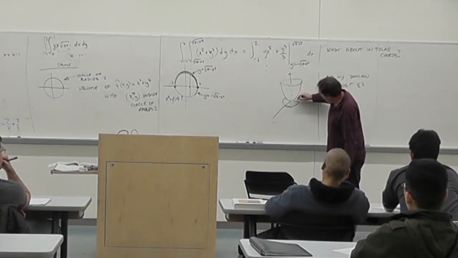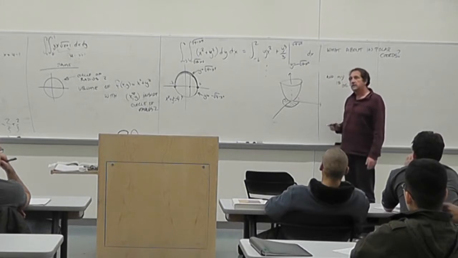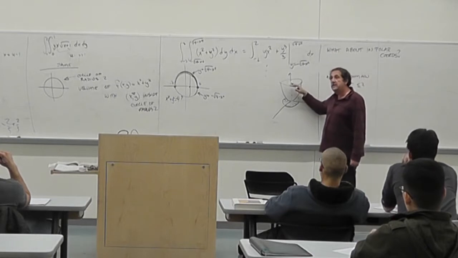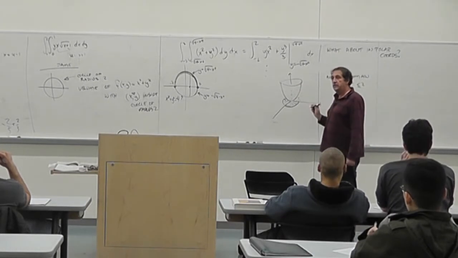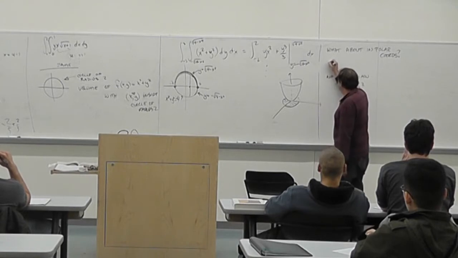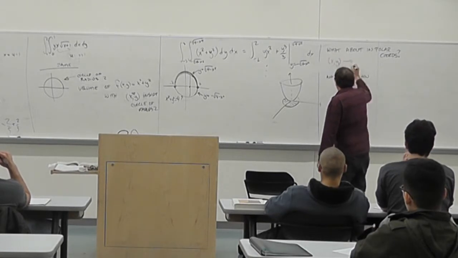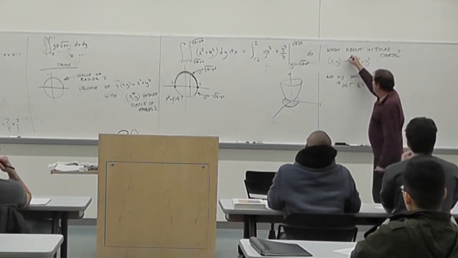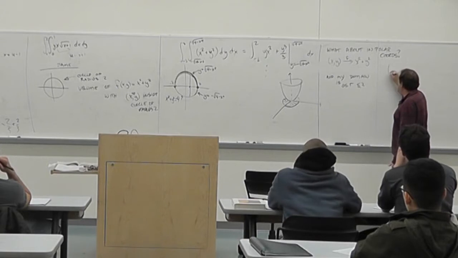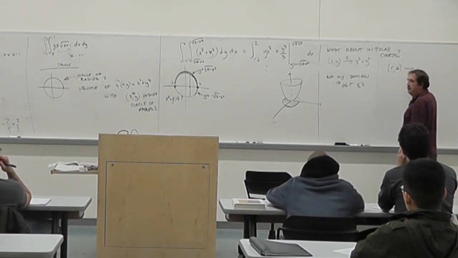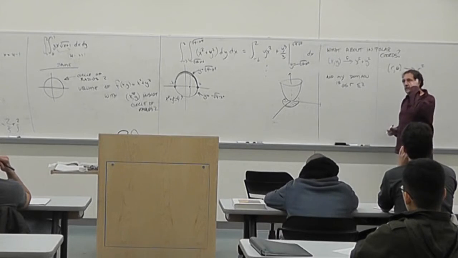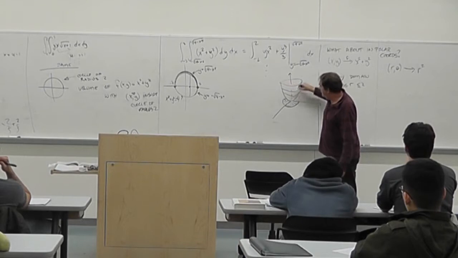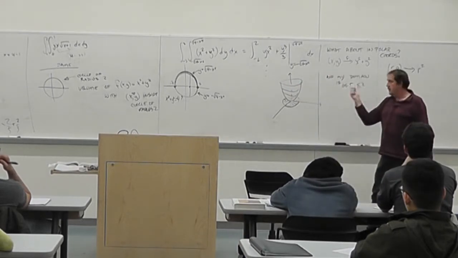So we describe my input variables in r and theta rather than in x and y, and my output z is x squared plus y squared. So if I put in x and y, out comes x squared plus y squared. But that's the same as if I tell you r and theta, out comes r squared. And it doesn't depend on theta because this thing has a circular symmetry.